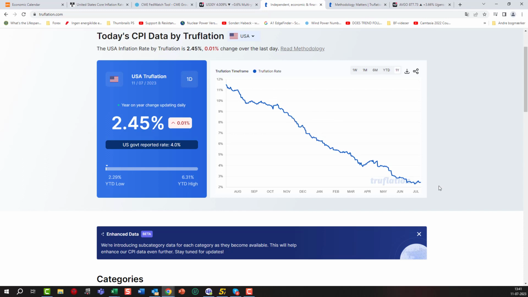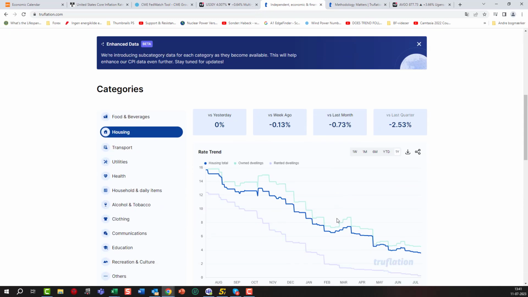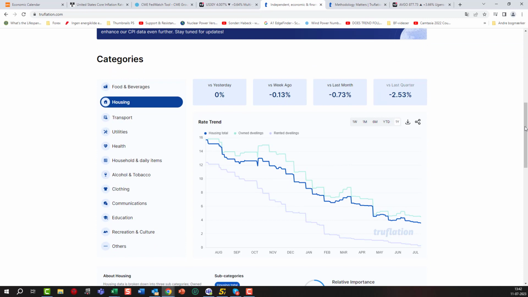So what I will say is that normally if the inflation was at 8 or 10 or even 6%, I would completely agree the Fed had to hike the interest rates. But with this live data, we are actually being told here that it is 2.45%, meaning we don't actually need any more rate hikes.